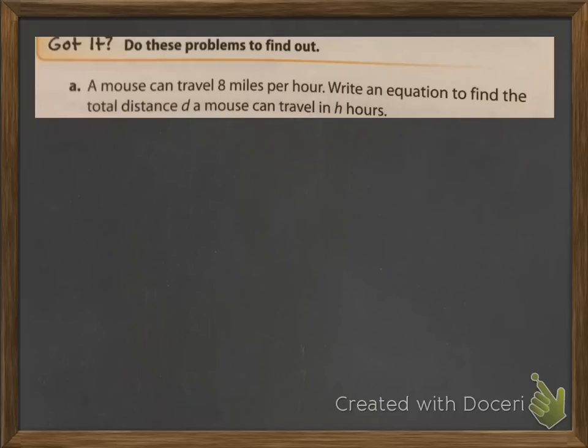All right, you want to pause the recording here, and then you want to go ahead and try A and B on your own. A mouse can travel 8 miles per hour. So there's that word per or each. Let's go ahead and put a circle around that. Okay, we know that because it says per or each, that's probably going to go with the variable. And by go with the variable, I mean it's going to be attached to it. So attach to variable. Okay?